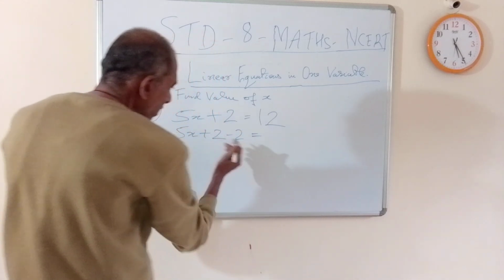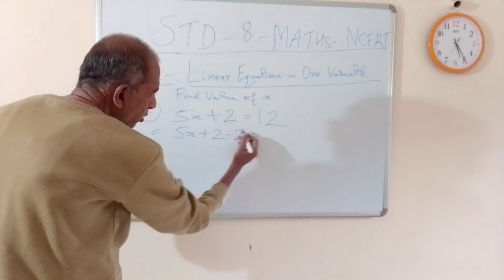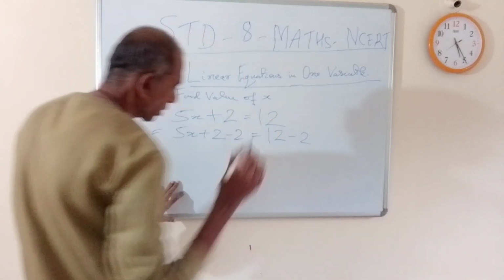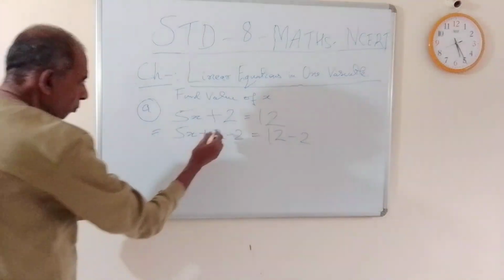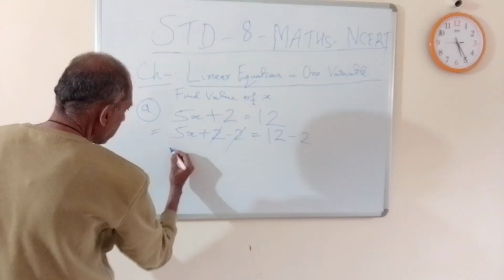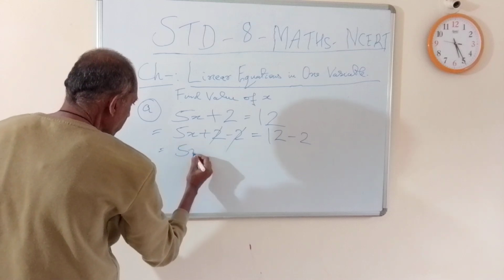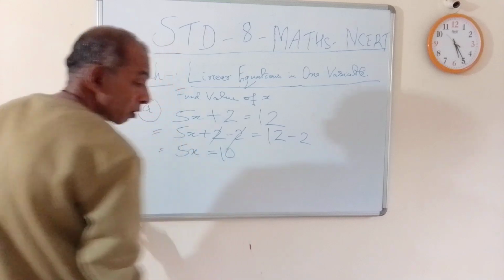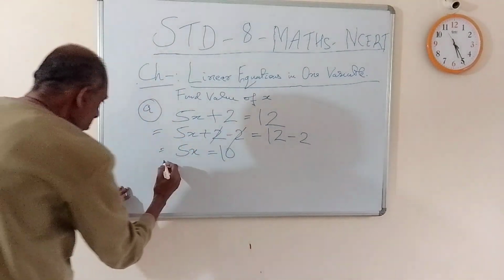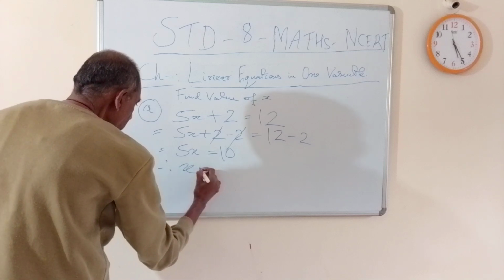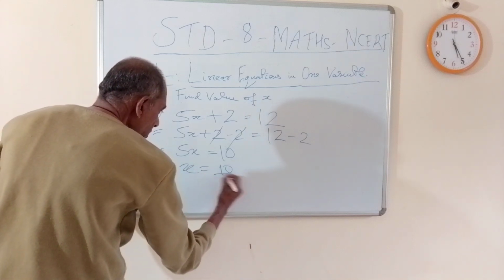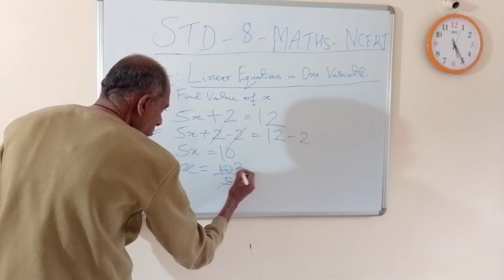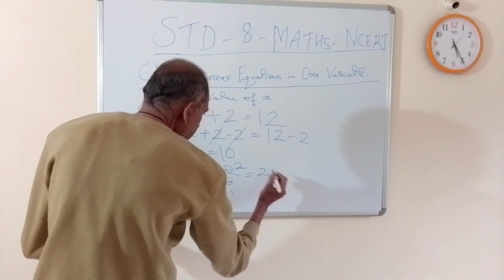Now here on the left side, we have added minus 2, so we'll have to do the same on the right side also. So 12 minus 2. Now plus 2 minus 2 get cancelled. So remaining is 5x is equal to 12 minus 2 is 10. Therefore, x is equal to 10 divided by 5. So 5 ones are 5, 5 twos are 10. So we are getting the value of x is 2.